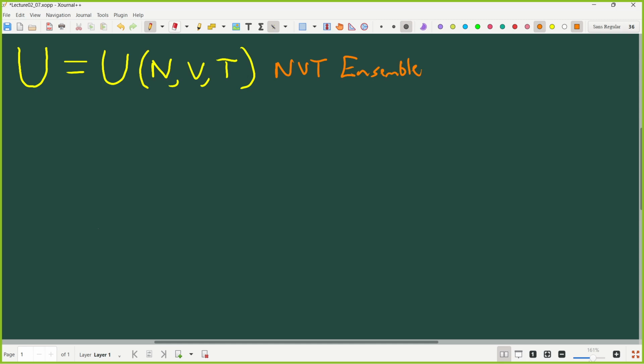Now we want to measure the energy of our box. Let's go into the lab, and we want to measure U. We can't measure U directly, but we know we can always write U in terms of its variables. So if we can measure N, V, and T, there's some formula that allows us to calculate U. But the problem is that we don't always know N, V, and T very well. We might have some uncertainty to it.